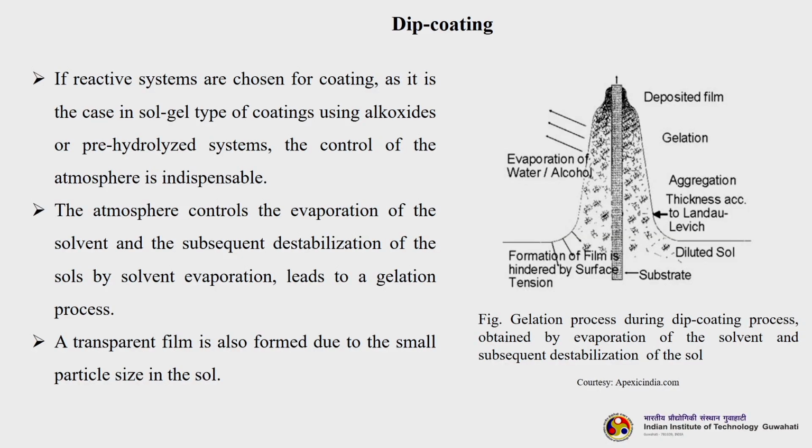If reactive systems are chosen for coating, as in the case of sol gel type coating like alkoxides or pre-hydrolyzed systems, the control of the atmosphere is indispensable. The atmosphere controls the evaporation of the solvent, and the subsequent destabilization of the salts by solvent evaporation leads to a gelation process. A transparent film is also formed due to the small particle size in the sol. So, you can see this particular figure. This is the gelation process during dip coating, obtained by evaporation of the solvent and subsequent destabilization of the sol. So, particle size of the sol plays a very important role here, okay.